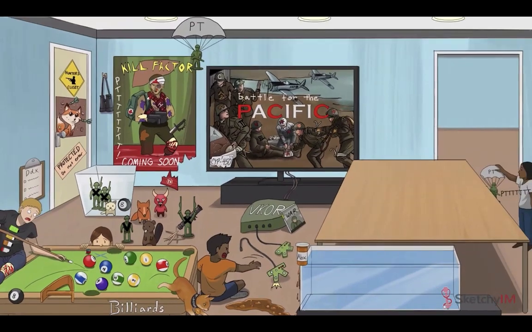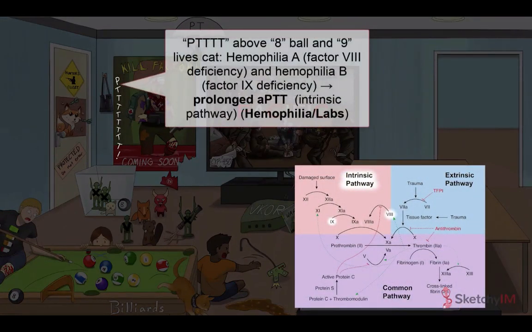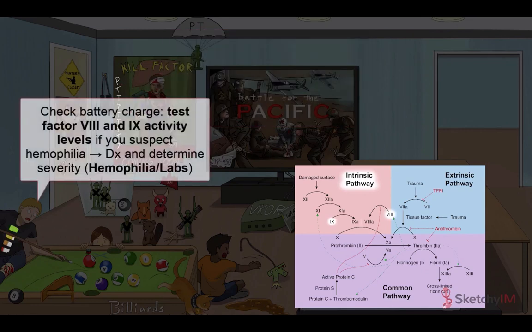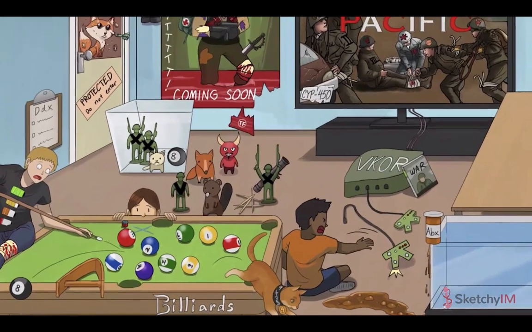With factors 8 and 9 involved, you bet your bleeding gingiva that the hemophilias are going to affect the intrinsic pathway. That means a prolonged APTT. Platelet count and prothrombin time will be normal. If you suspect a hemophilia, you can test factor 8 and 9 activity levels. This will give you the diagnosis and help you determine the severity of their disorder.